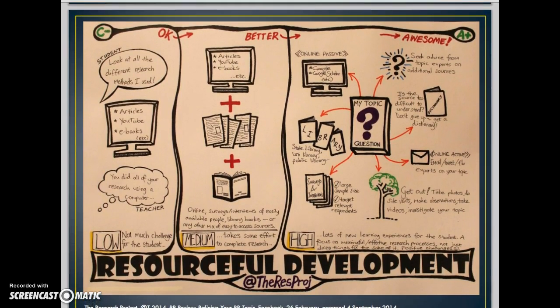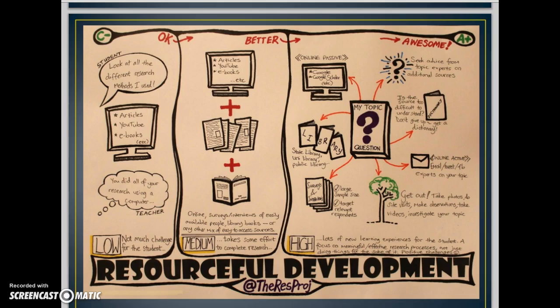Here's a couple of examples of the different levels of resourceful development. So when you look at the performance standards, they state that you need to have demonstrated thorough and highly resourceful development of the research. Now, if we look here, low, this is a C minus.